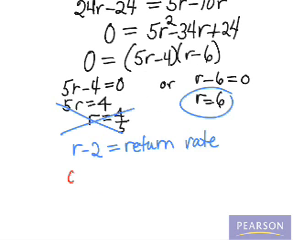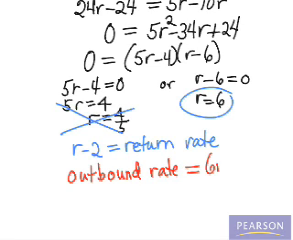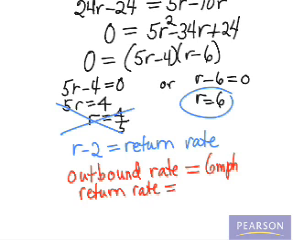Therefore, that means that the outbound rate was 6 miles per hour. Jake ran 6 miles per hour away from the gym, and the return rate is 6 minus 2, or 4 miles per hour.